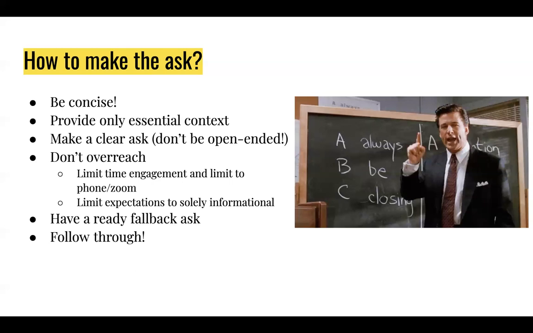Another important thing is having a fallback. This is a classic negotiating tactic. When you make your initial ask, if for whatever reason they're unable to comply with it, it's good to have a fallback so that even if they can't give you A, they can give you B. And then just follow through with it.